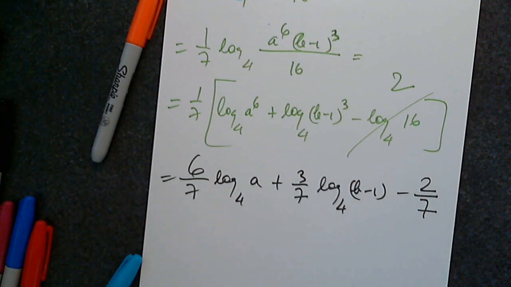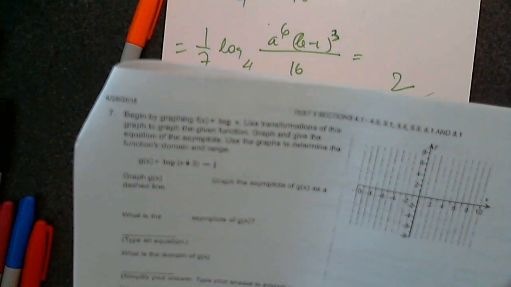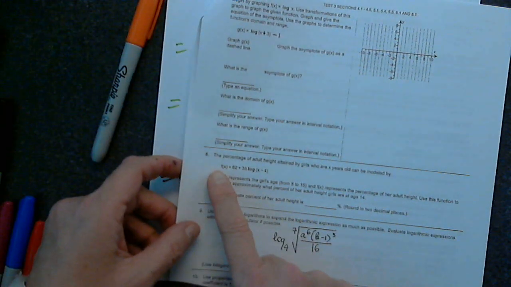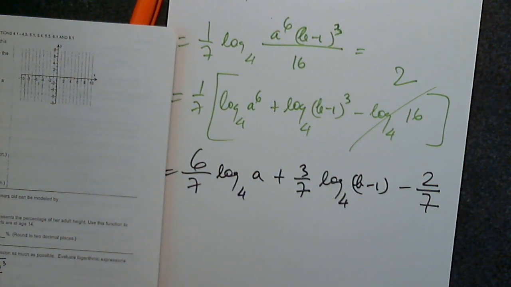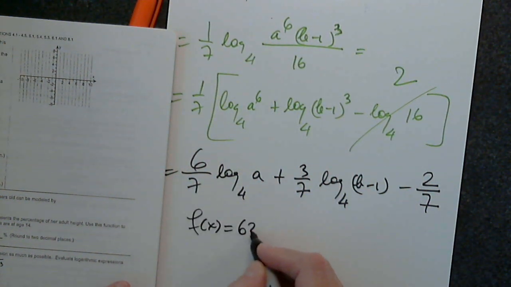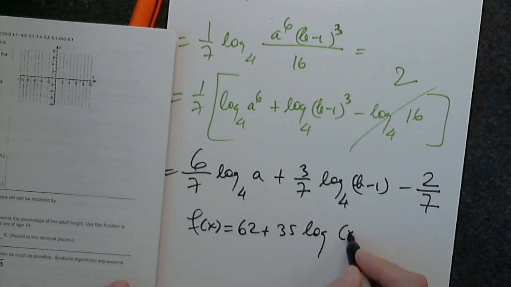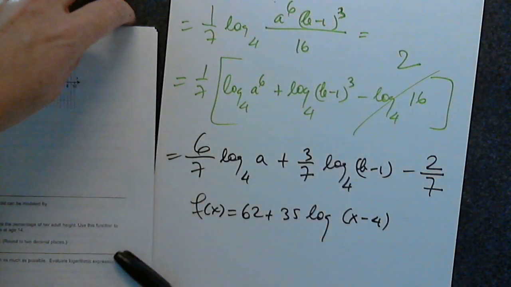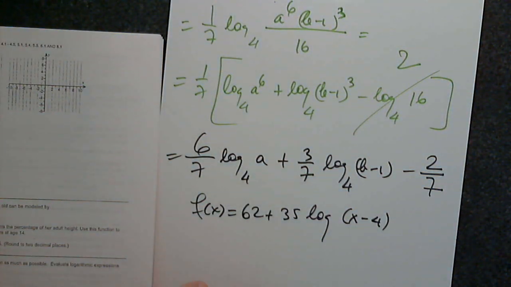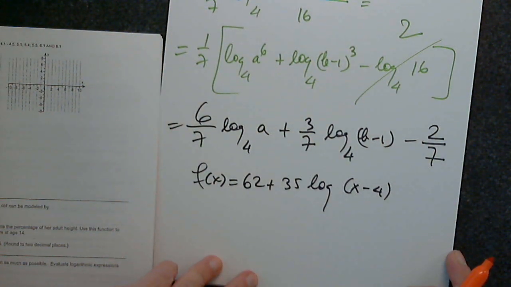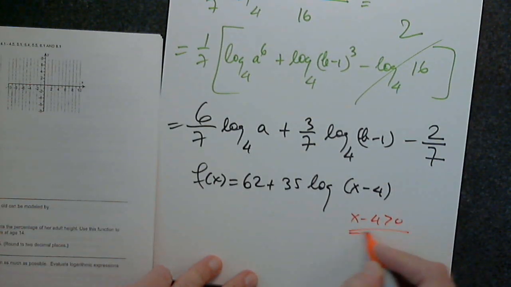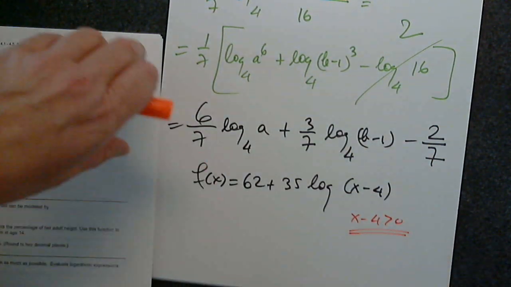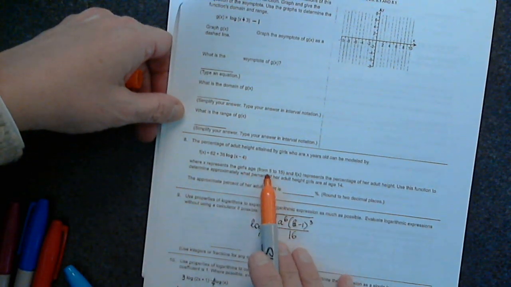Other questions here? Okay. Where are we? Right here. Number 8. The percentage, we are given a function f of x, 62 plus 35 log(x minus 4). Before we even look, can anyone give us the domain of this function? What will you normally write? And then we continue reading. Yes, you will write x minus 4 greater than 0. However, they're giving us something else, where x represents the girl's age from 5 to 15.